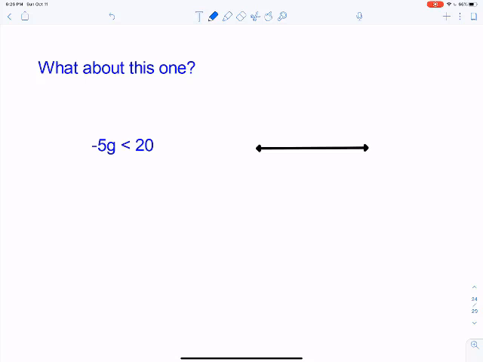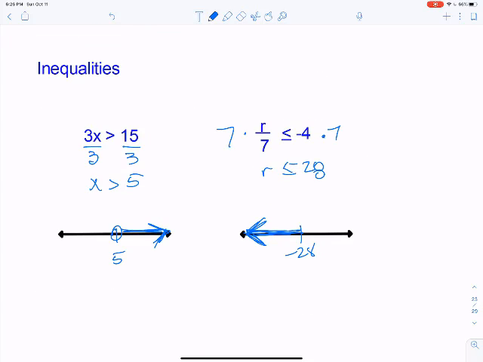So what about this one? Oh, well, first off, let's try to check these. I forgot to do that. It says 3 times some number is greater than 15. We think that it's going to be greater than 5, so I need to pick a value that is in that solution set. So I'm going to pick 6.